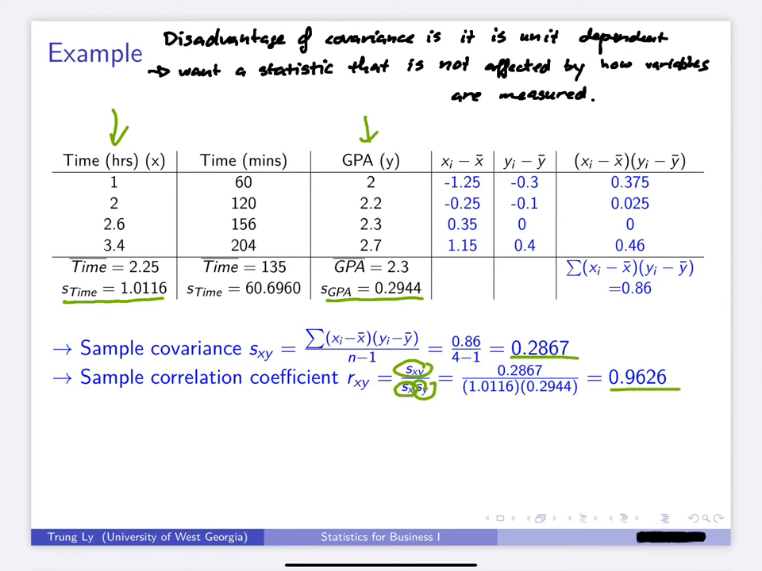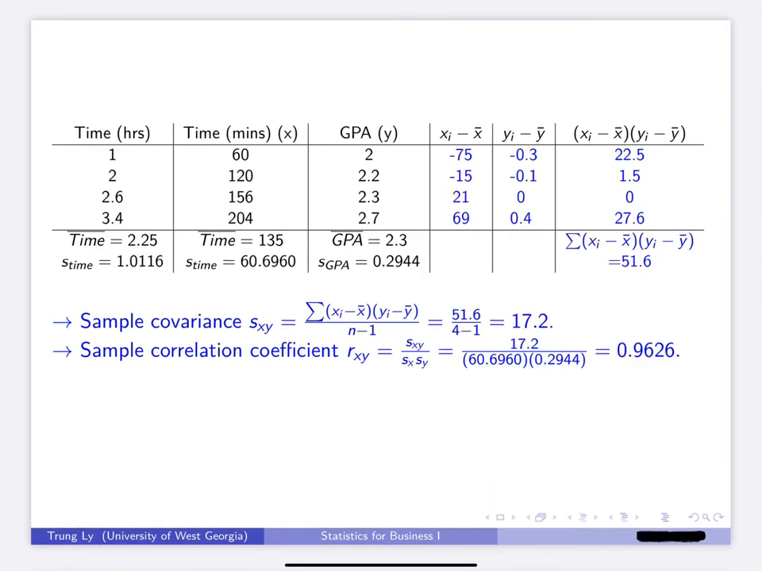Now, we said that the relationship should be the same if we measure time in minutes, right? But when we calculated the covariance between time measured in minutes and GPA, we got 17.2 as the answer. Let's now compute the correlation coefficient though. To compute it, you divide the sample covariance by the product of the standard deviations.